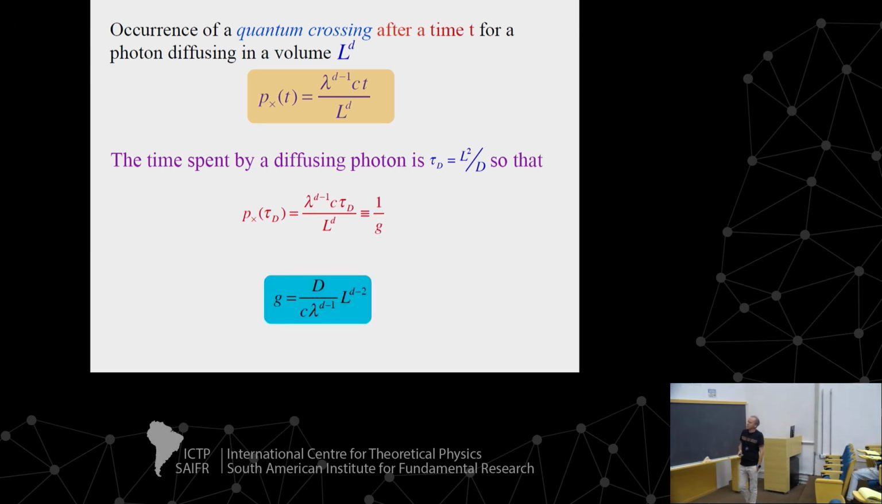So what is this G? This G now I replace the Thouless time by its expression, and G is just the inverse of this. It can be written as the diffusion coefficient, because of this, divided by the group velocity of the wave, lambda to the power D minus 1, L to the power D minus 2, because of this L that is here.